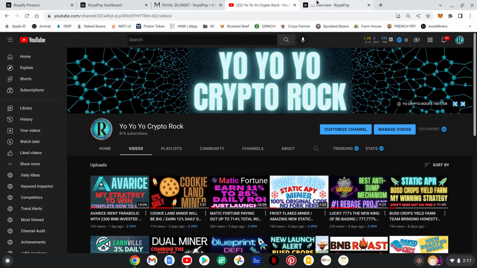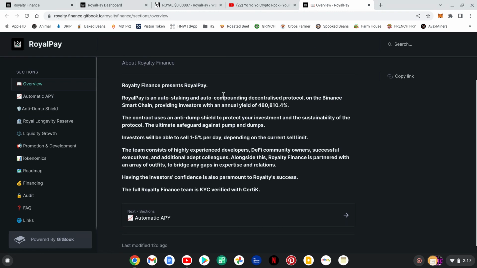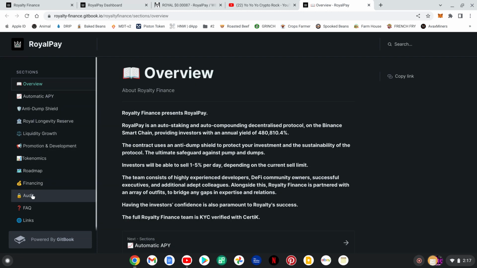This RoyalPay is slamming. So, overview. Again, it's an auto-staking, auto-compounding, decentralized protocol, guys. Get in here, read all this stuff yourself. I'm not going to get too deep into it.